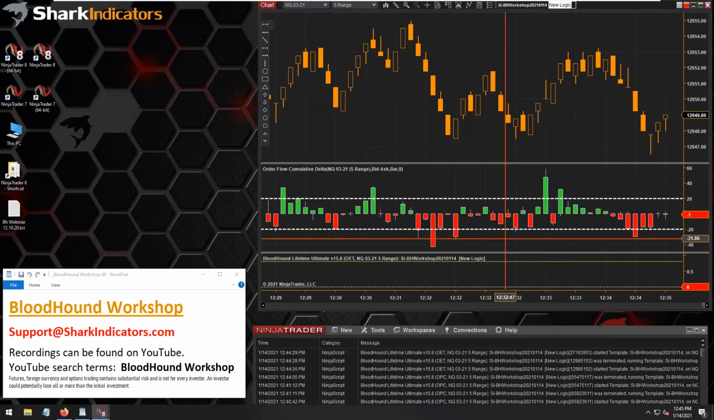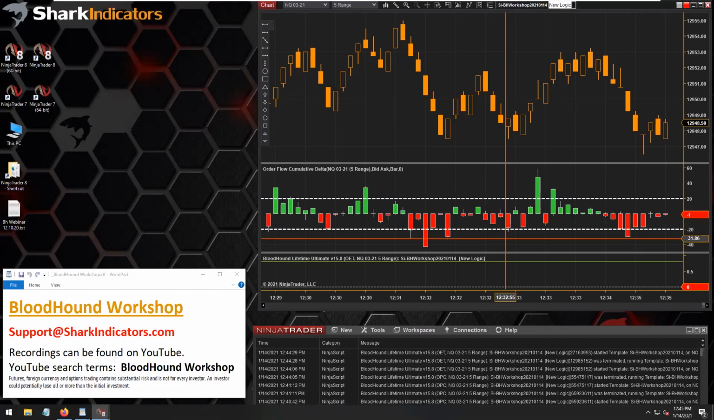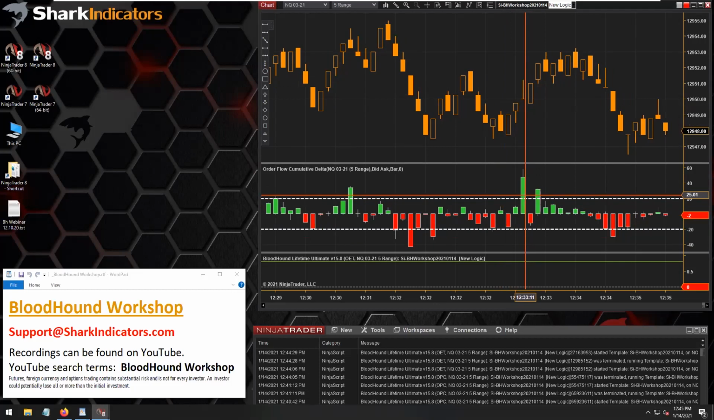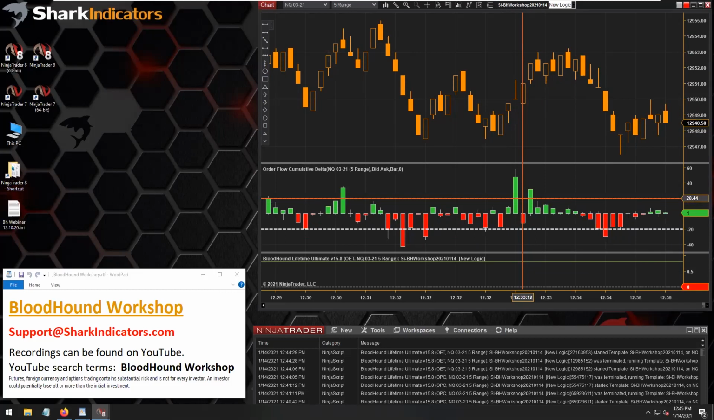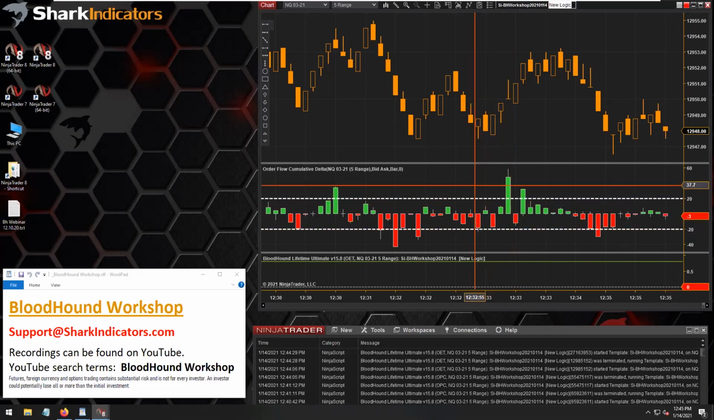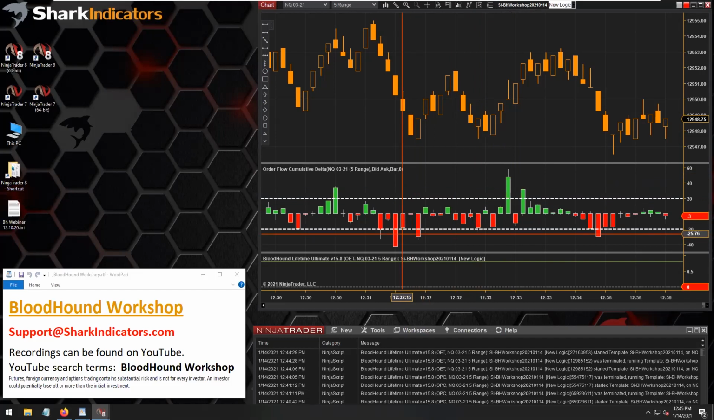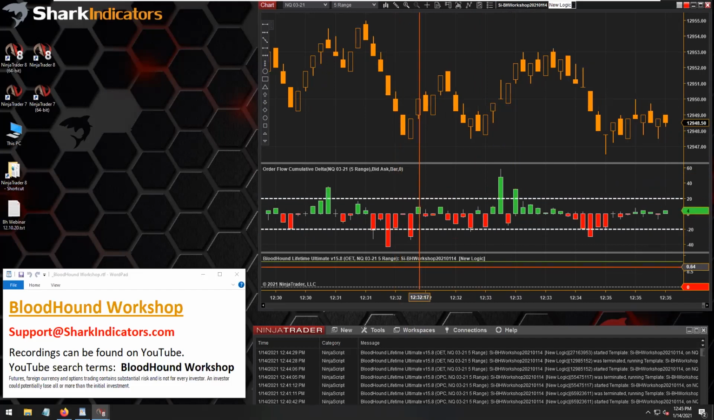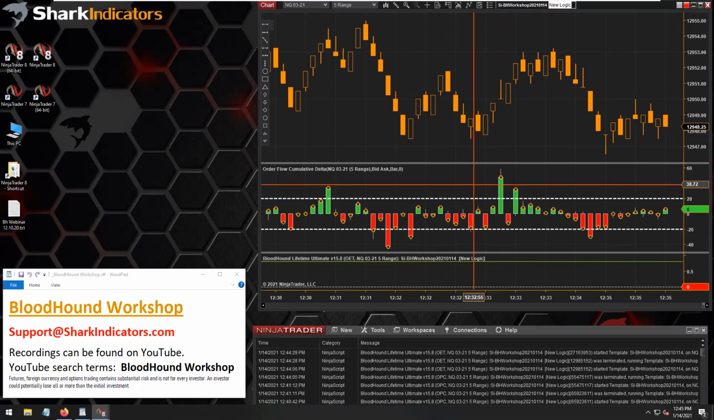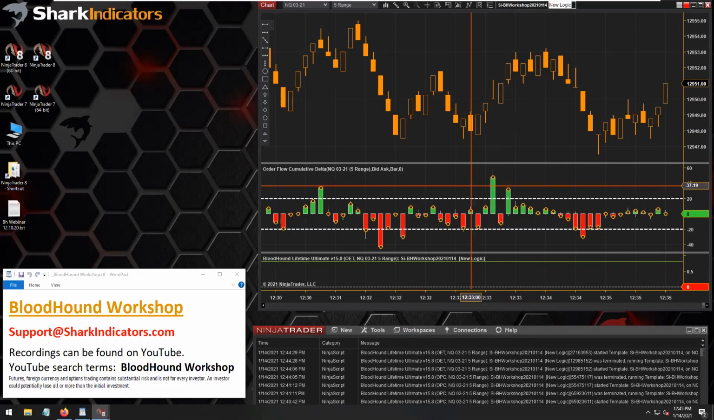Okay. So this is a pretty straightforward and simple question. How do we detect when the cumulative delta exceeds some kind of threshold value, some kind of volume threshold? I'm just using 20 for this example here. So again, the first thing that's critical was that BloodHound have its calculate mode set to on each tick so that our cumulative delta indicator will run correctly inside of BloodHound, as required by NinjaTrader.